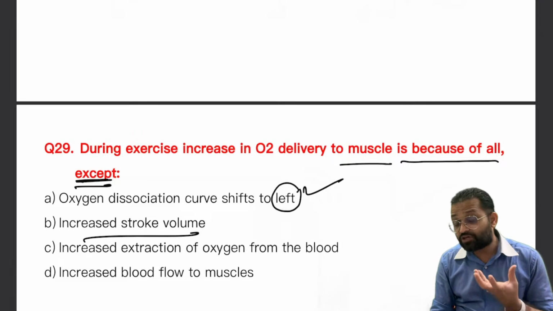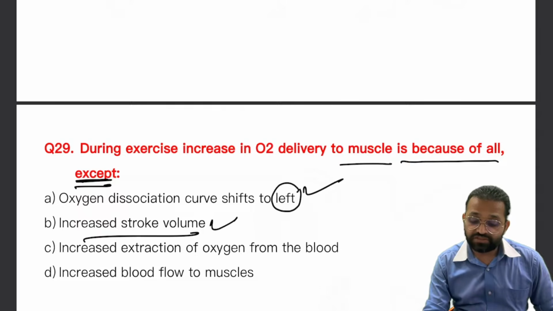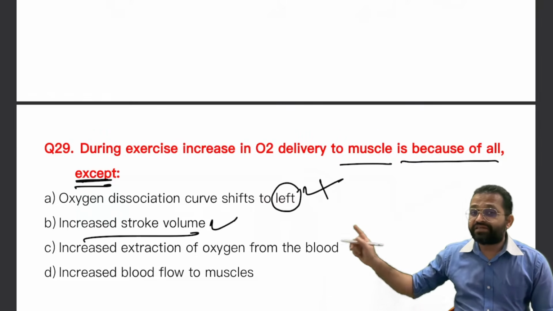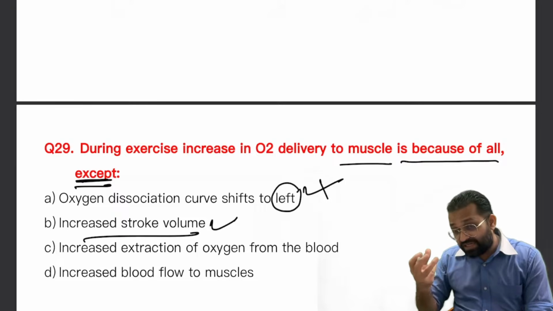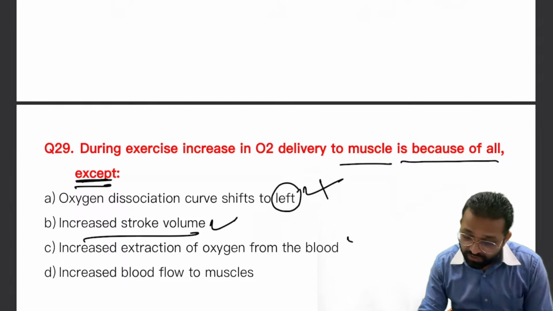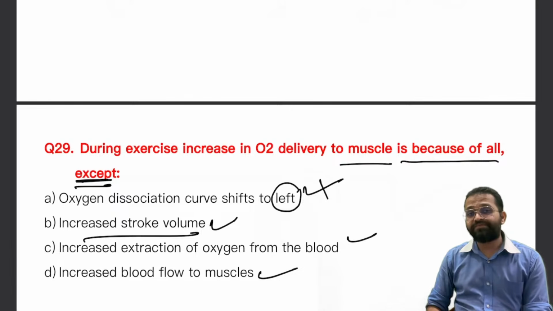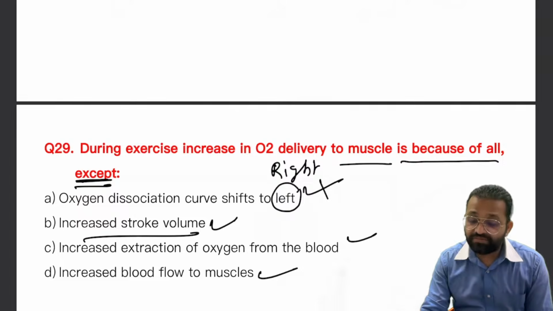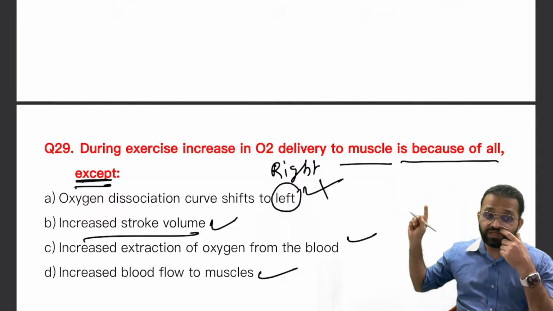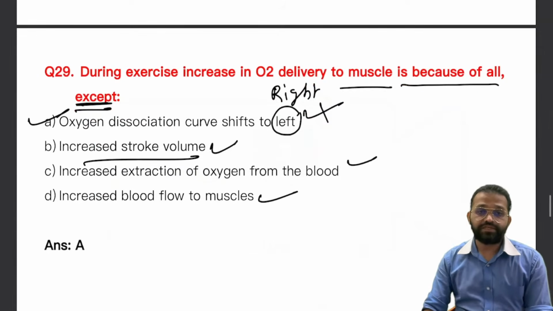So whenever we are doing the exercise, there is more pumping activity of the heart, so stroke volume is increased. Yes, it is true, this false. Increase extraction of the oxygen from the blood, definitely. There is easy release of the oxygen from the blood, so it is also right statement. Increase blood flow to the muscle, definitely during the exercise more blood supply. So which is wrong? It is not the left, but it will shift to the right. The oxygen hemoglobin dissociation curve. So answer in this question is A. A.